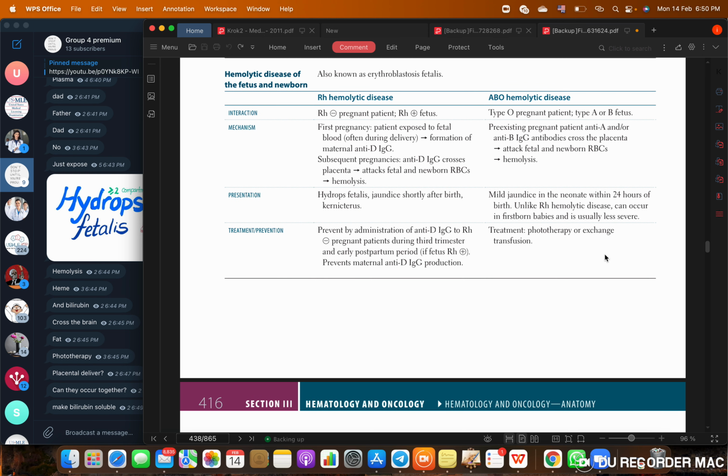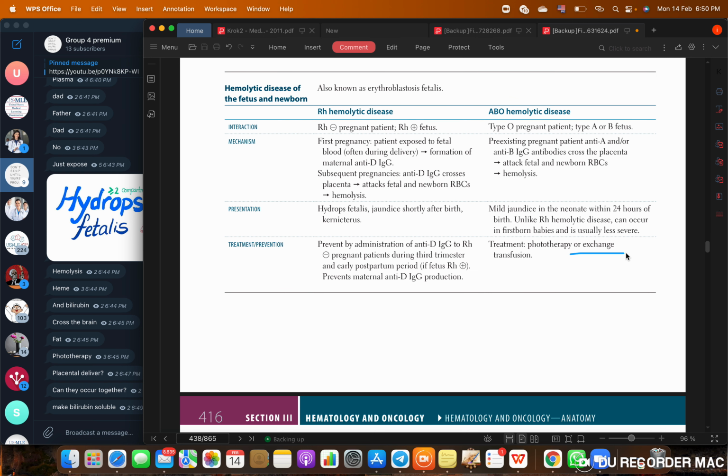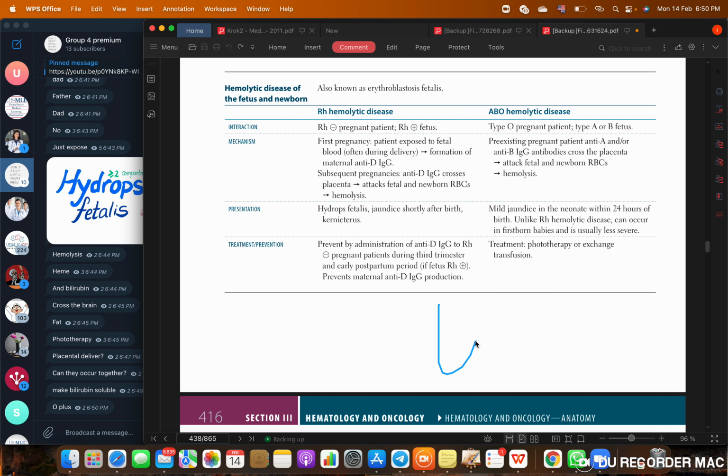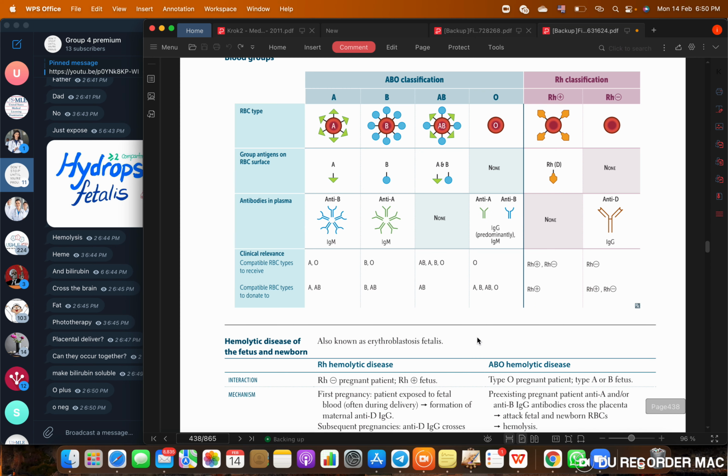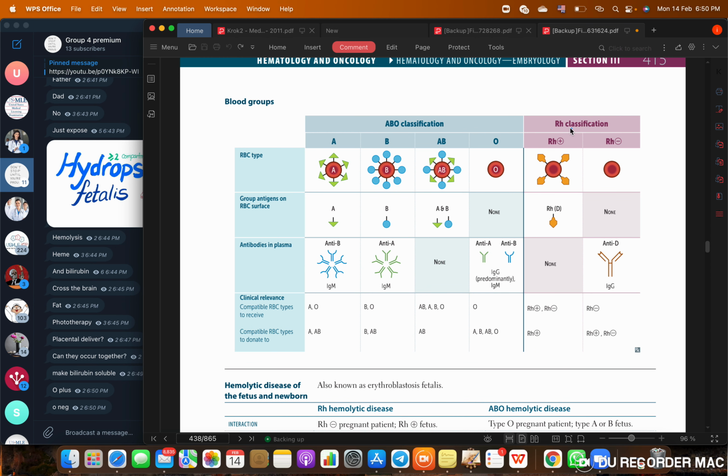Exchange transfusion, absolutely. If your RBCs are getting destroyed, you can give the patient new RBCs. And think about it: which type of RBC do we consider to be a universal donor? O negative, O negative. Remember, O negative gives for everybody. O positive, not for everybody, okay? So O negative for everybody, I mean for RBCs, because why?